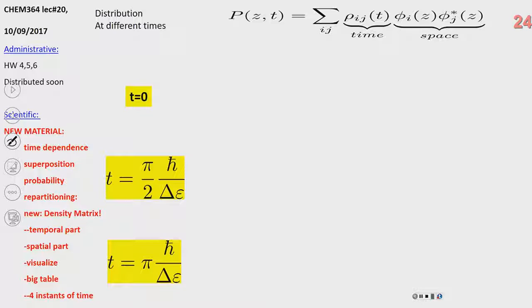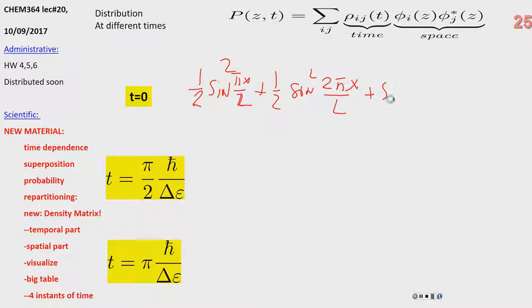Okay. Well, I think it is my part to do something like that. So we will do 1/2 of sine pi x over L squared, right? Because we are not looking for the wave function, we are looking for the wave function squared, plus 1/2 sine 2 pi x over L squared, plus sine pi x over L sine 2 pi x over L. And the phase factor was 1, right?